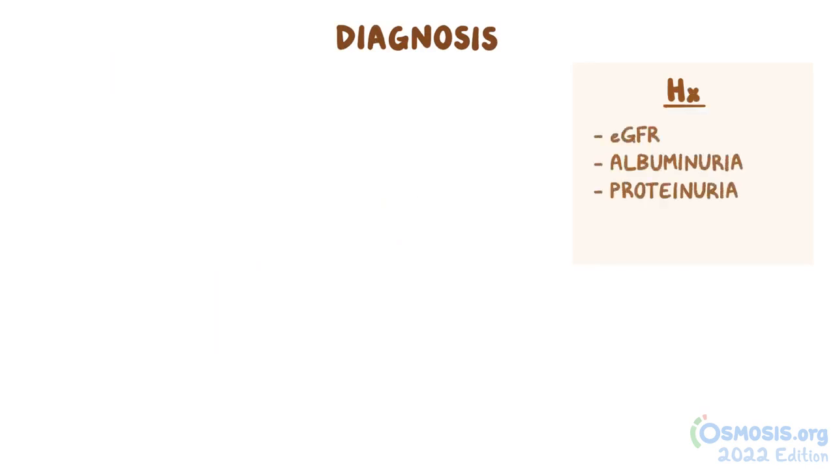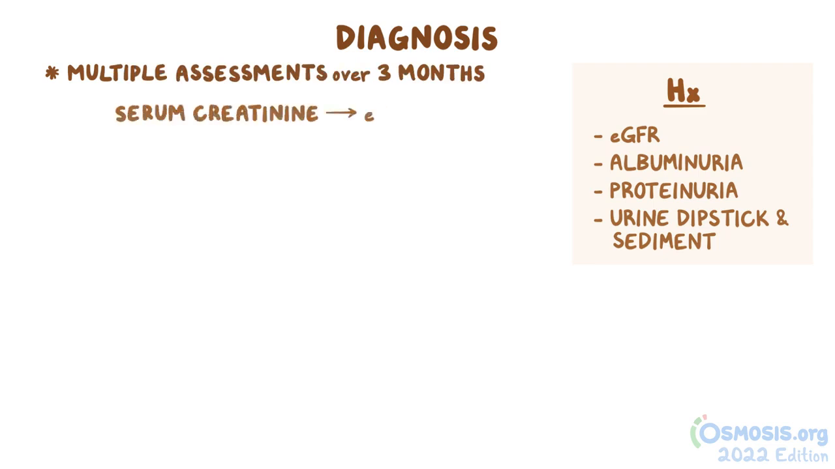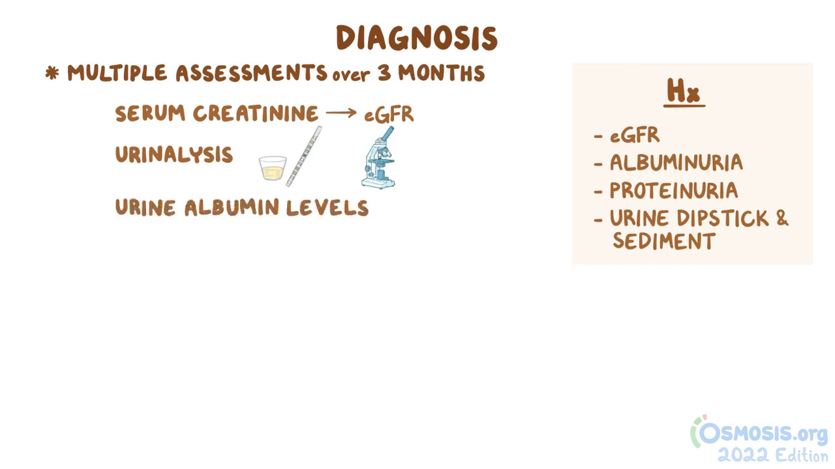Diagnosing CKD usually requires having past measurements of the eGFR, albuminuria or proteinuria, and past urine dipstick and sediment examinations. If that isn't possible, the individual needs to have multiple assessments over a period of 3 months to confirm that the problem is chronic. That means getting serum creatinine to calculate the eGFR, along with urinalysis, both by dipstick and microscopy, to identify any abnormalities in the urine, such as hematuria, and checking the urine albumin levels.